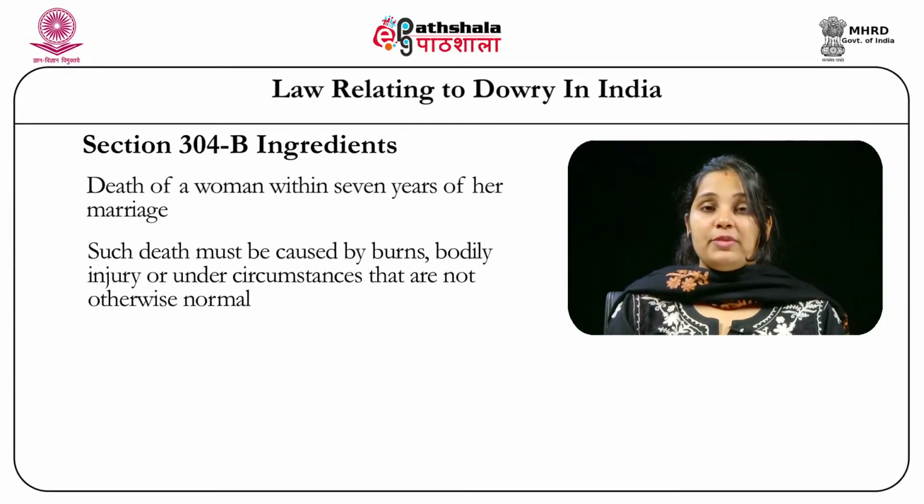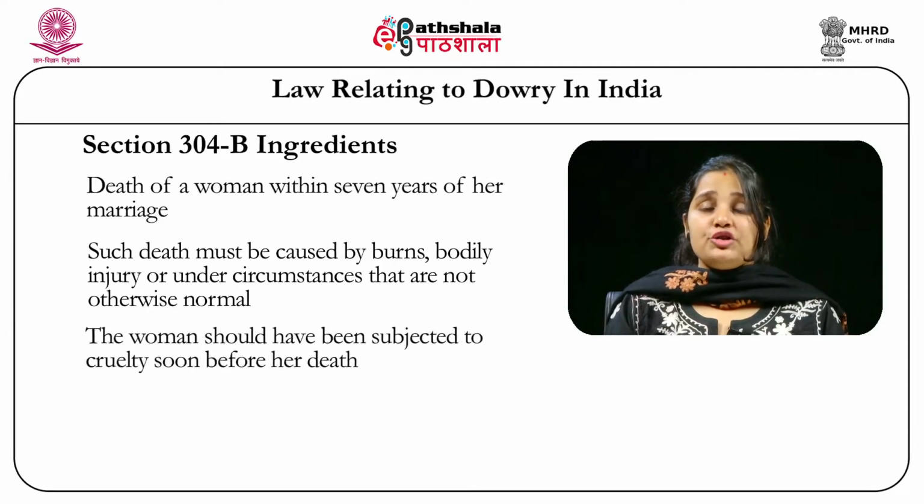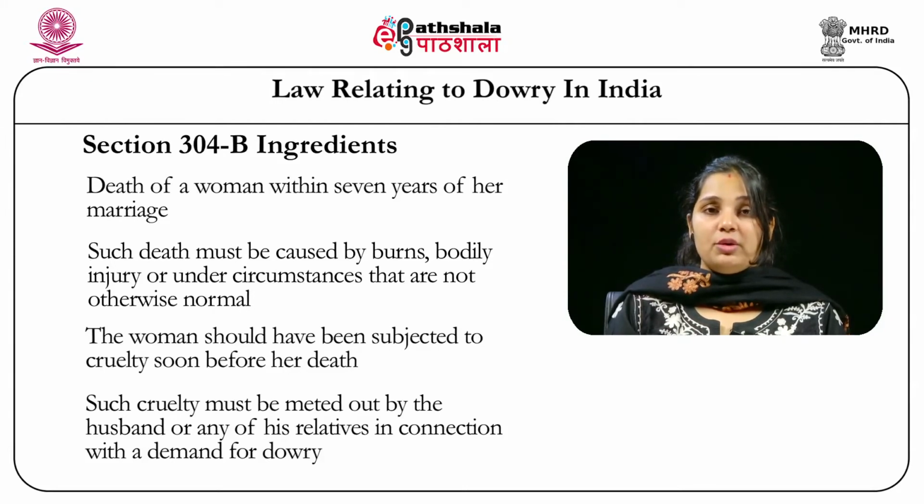Such death may have been caused by burns, bodily injury, or under circumstances which are not otherwise normal. The woman should have been subjected to cruelty soon before her death. Such cruelty must be meted out by the husband or any of his relatives in connection with a demand for dowry. Now, an explanation of these ingredients is pertinent at this point.